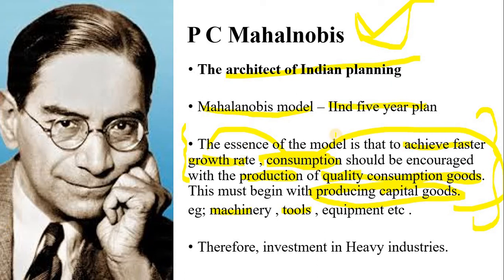To produce these capital goods, you saw that there were big equipments. To produce them, you need what are called heavy industries. Heavy industries are those industries which require huge capital. They require large area, large plants and machineries, large buildings, etc. to manufacture these capital goods.